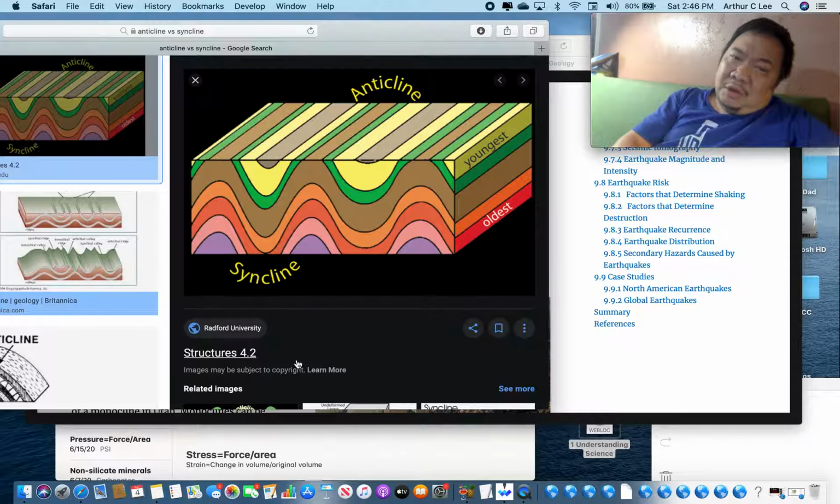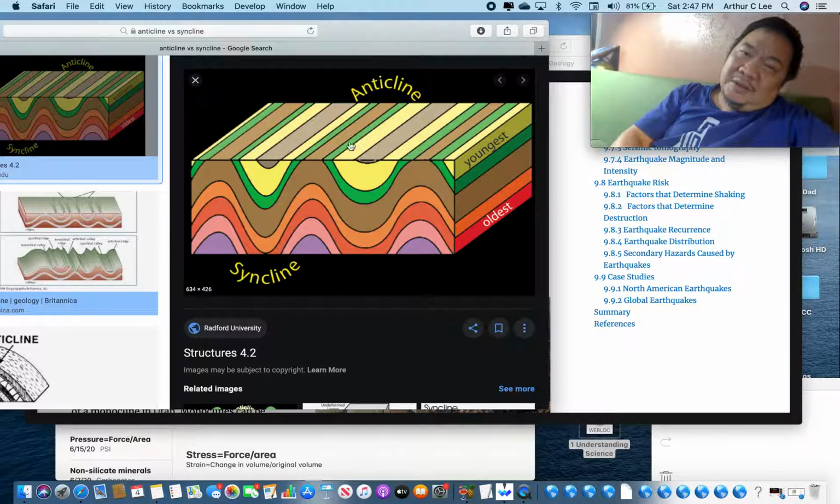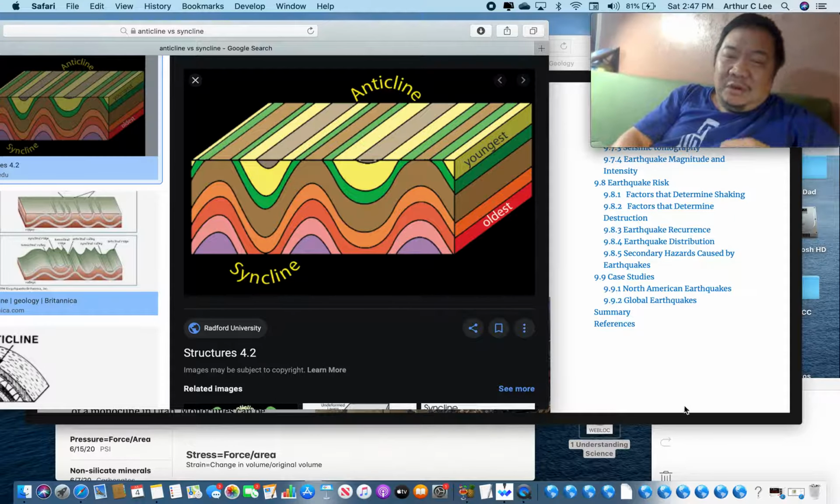But know where these are. If you see stripes of rock that repeat themselves, see how this green rock repeats itself? It's the same rock. When you have patterns like that, you know you're looking at anticlines and synclines.